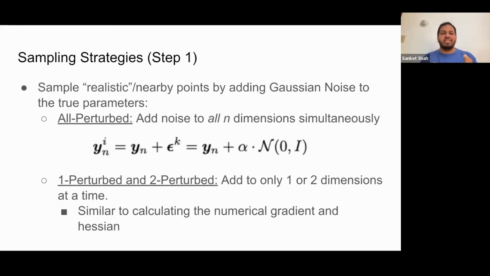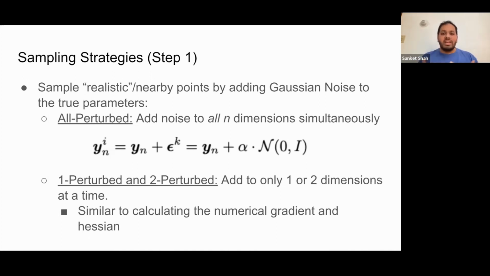And the way we do this is just add Gaussian noise to the true parameters. And we do this in 2 ways. One is we just add Gaussian noise to all the dimensions, which is like all the entries in the click-through rate matrix. The other way we do it is we keep everything constant and only change a few at a time, either 1 at a time or 2 at a time.